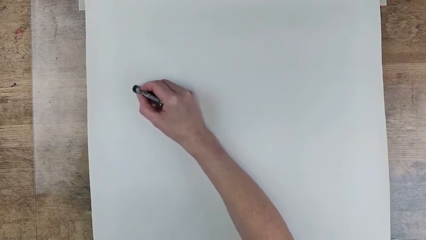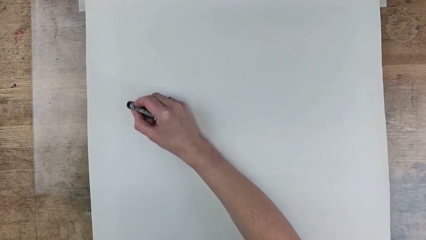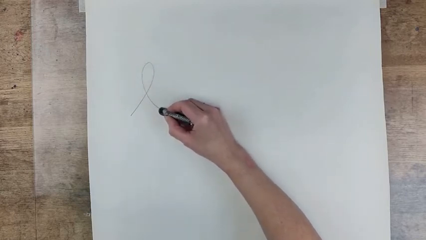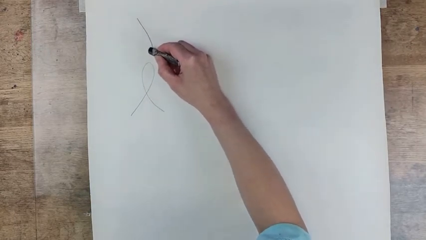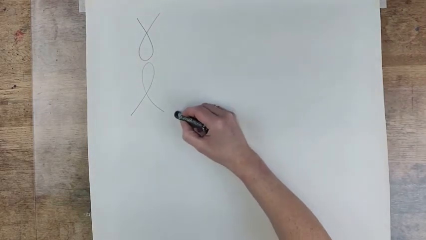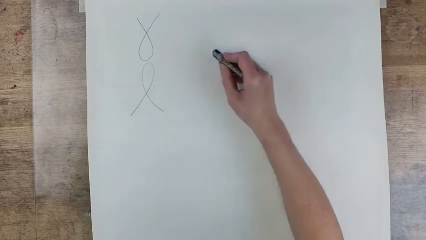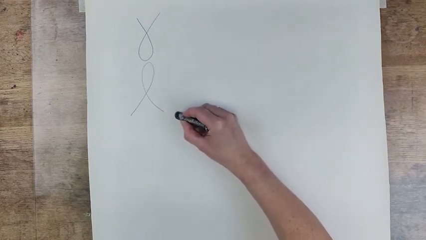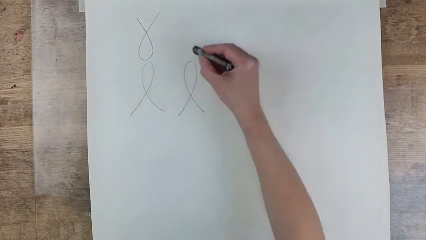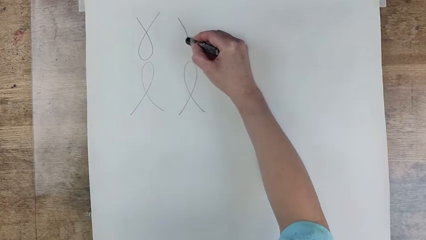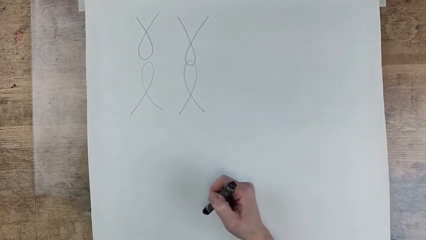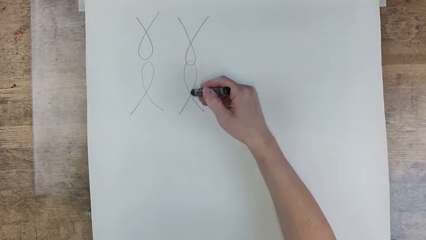So what we want to do is draw a loop, and then draw a loop above that. And then I want to start moving my loops closer together. So the next loop I draw is in the same position as the first one, but now it's just touching the loop from above. And obviously the loops should be roughly the same size.